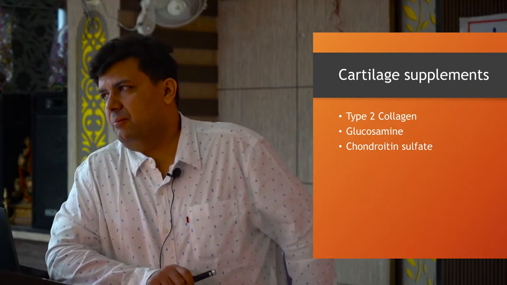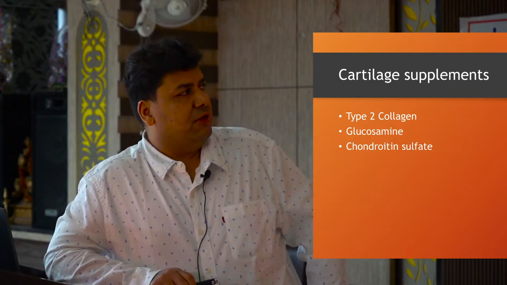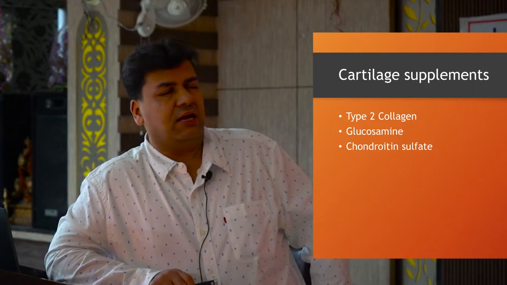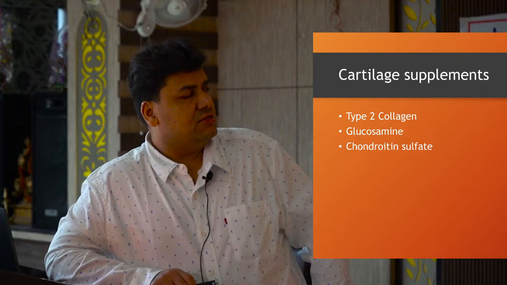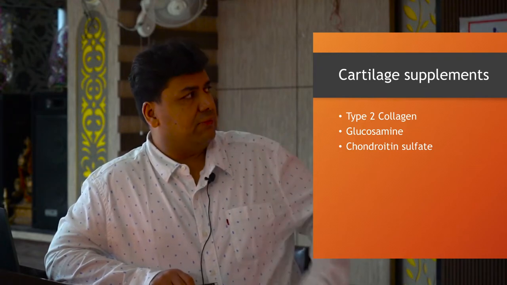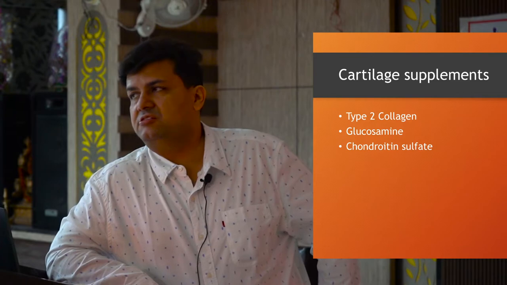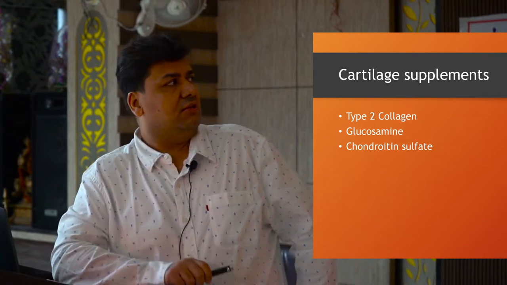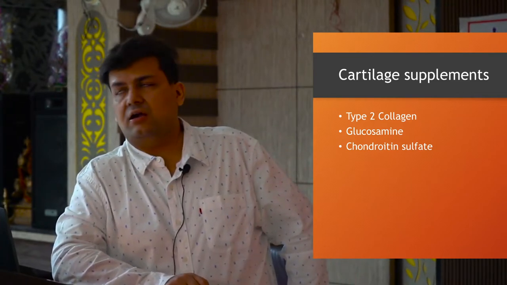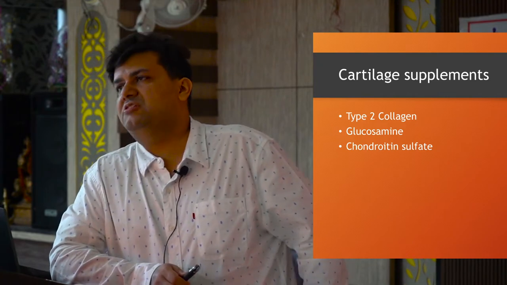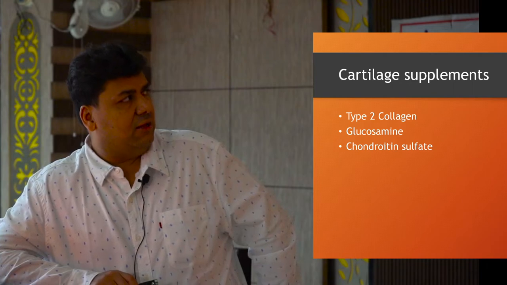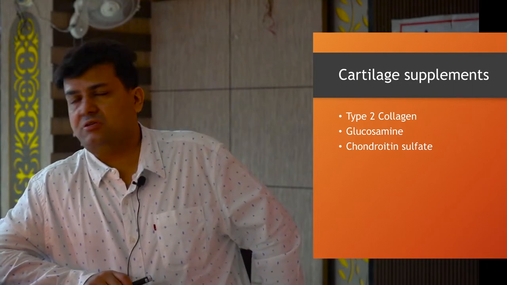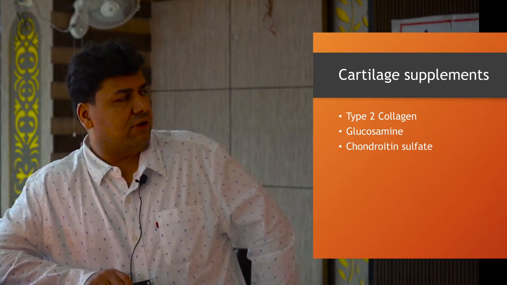Now come the cartilage supplements. Our cartilage is made of collagen. Typically, there is type 2 collagen in the cartilage of the knee joint. And there are other chemicals called glucosamine and chondroitin sulfate. These are the chemicals from which the cartilage of the knee joint is made. Now these supplements are available in the market. Currently among these, type 2 collagen is the most recommended.